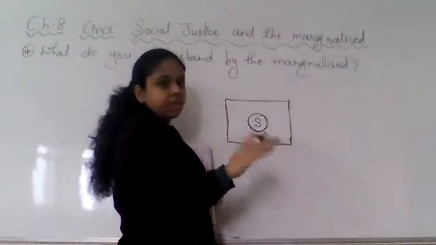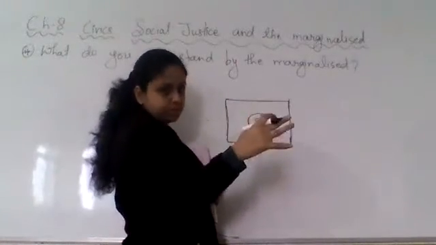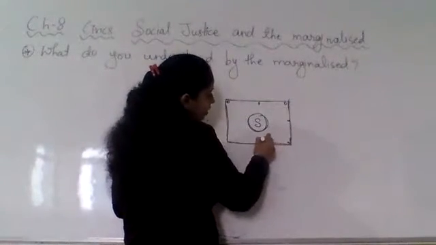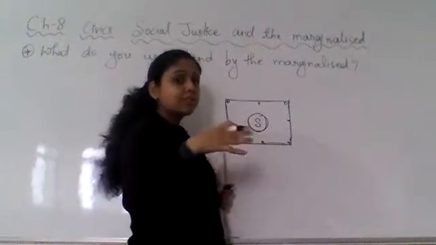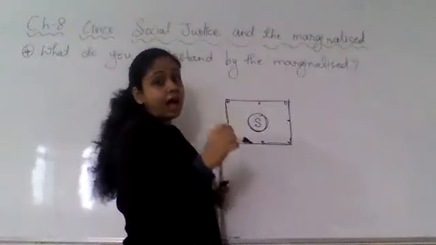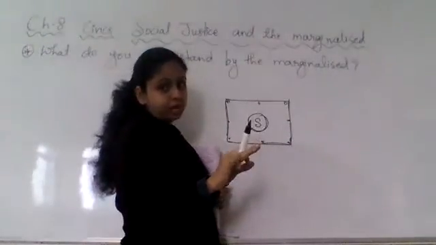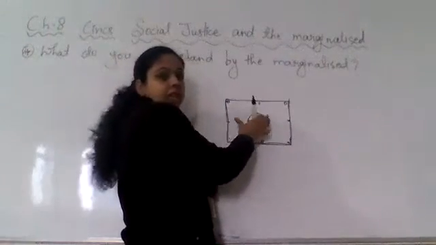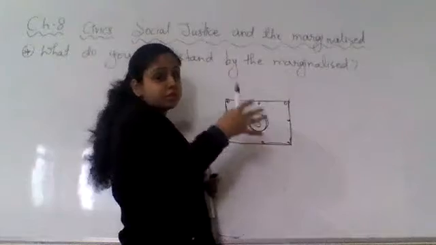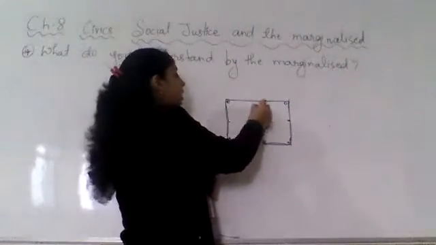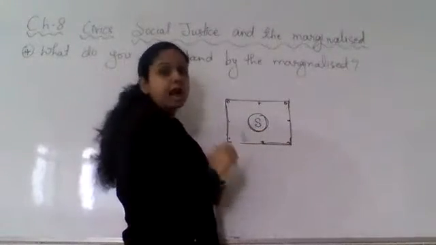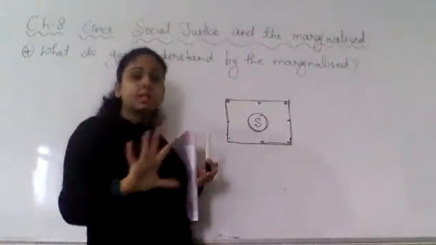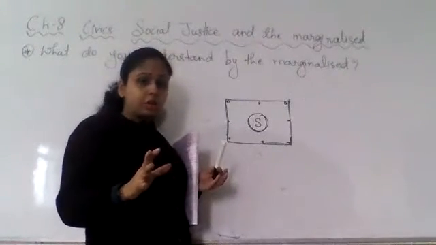If this society excludes or corners some of the groups or people, so suppose the people who are living here, who have been cornered by the mainstream society, they are called marginalized. Understood? When they exclude or corner some groups or people, they remain here on the margin, and this is called marginalized. That means excluding some groups of people.